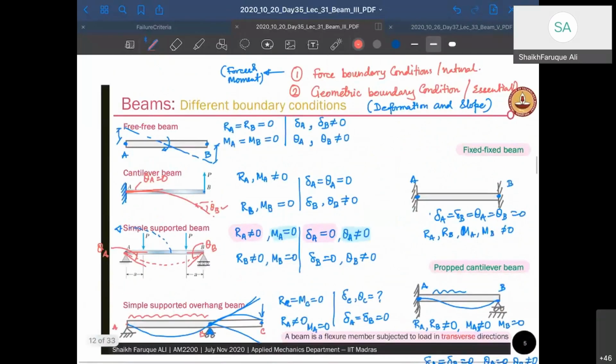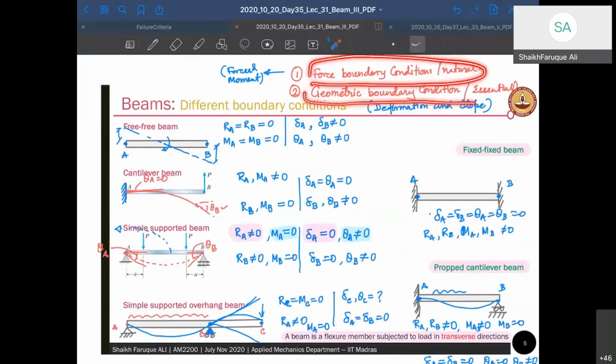Okay, so there are two kinds of boundary conditions. One is a force boundary condition. The other is a geometry boundary condition. I think I have spoken about this. Now, force boundary conditions are what you need to solve this moment equation that we just saw, the second order equation. Whereas the geometry boundary conditions will be needed to solve your deflection equation. So we'll talk about that later. But let us see what the boundary conditions are.